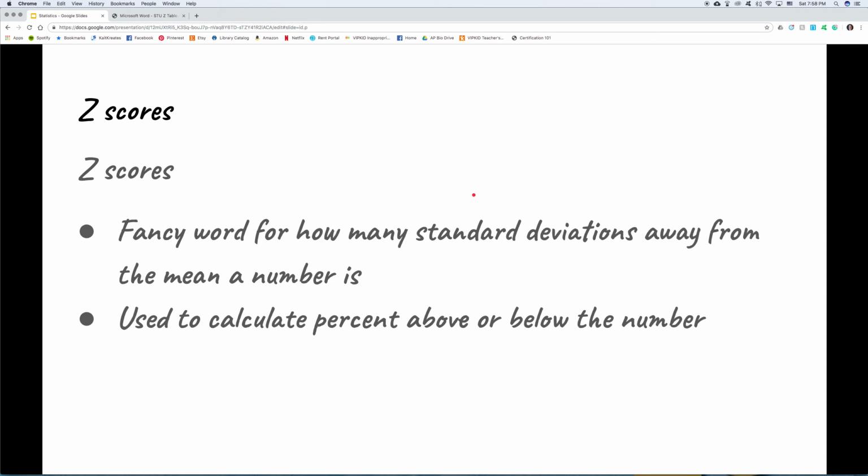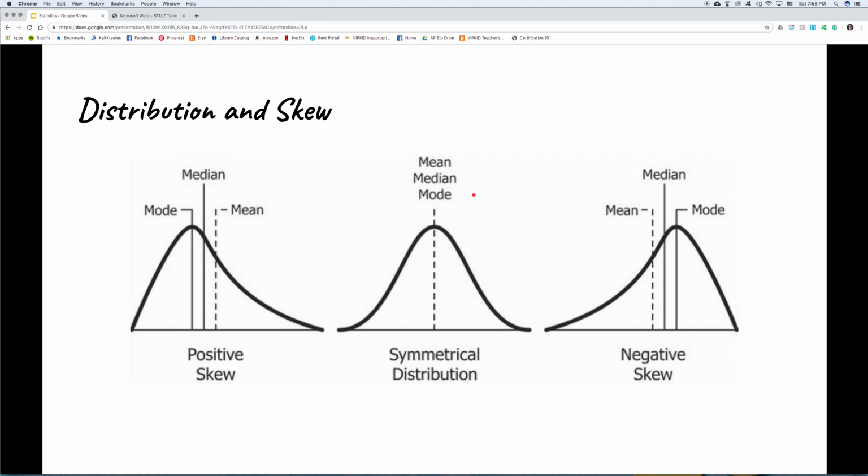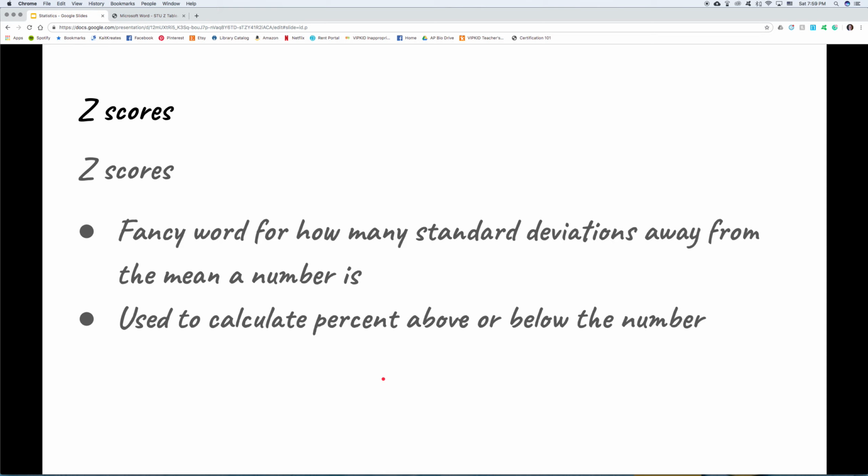But basically, z-score is a fancy word for how many standard deviations away from the mean a number is. So if you're looking at your graphs here, you're going to have this blocked off into certain standard deviations, and the numbers will be a certain amount of standard deviations away from the mean. And so we use that to calculate the percent above or below the marker.